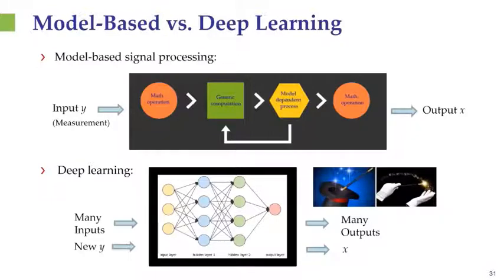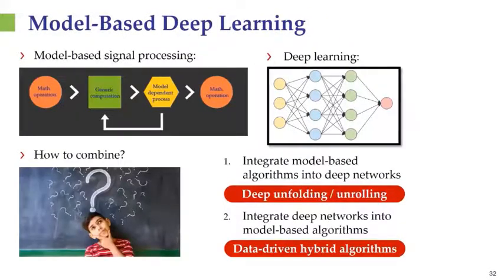So the question is how we could combine these two approaches, and to do that, we're going to suggest two different methods. The first is to integrate model-based methods into deep learning by relying on the idea of unfolding that was first suggested by Gregor and LeCun. The second approach is the reverse in some sense. We're going to integrate deep networks into existing model-based algorithms. Okay, so what we're going to do next is just briefly describe these two approaches, and then Nir is going to take over and show how both of these approaches are actually used in the context of different communication problems.